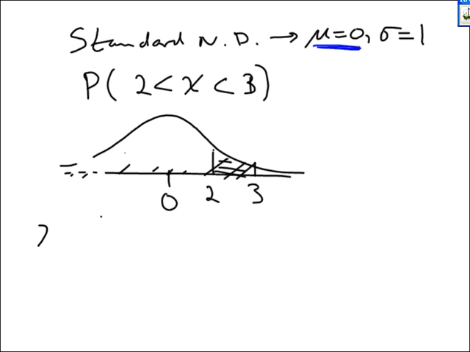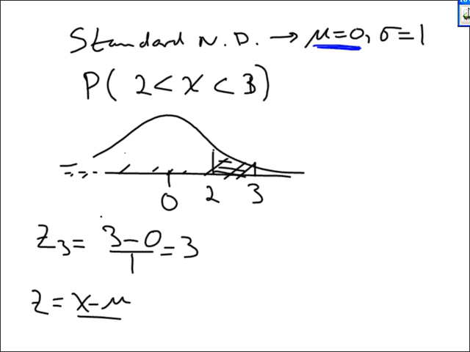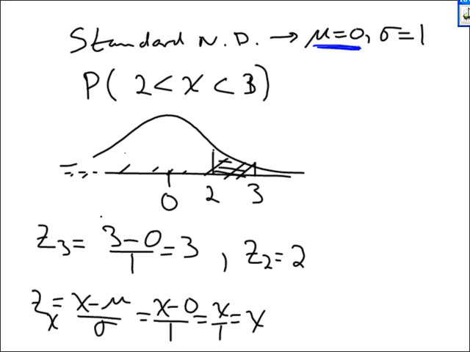So I find the z-score at 3, then I can find the area. Well, it's the score minus the mean, which is 0, divided by the standard deviation. It turns out the z-score is the score. Think about it. Z is x minus mu over sigma. If mu is 0 and sigma is 1, you get x over 1, or x. The z-score actually equals the score. So that makes life easier. Now I know immediately the z-score at 2 is 2.